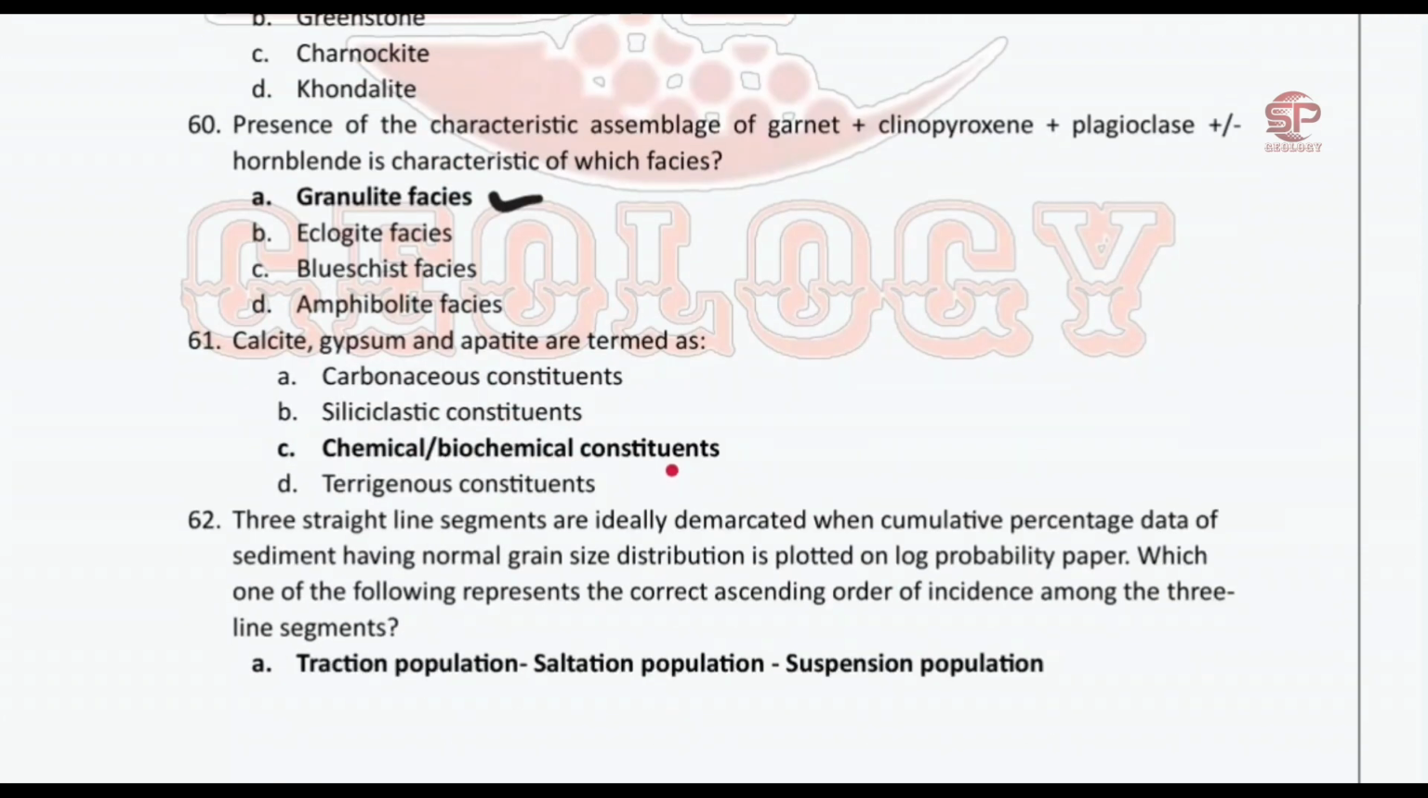Calcite, gypsum and apatite are termed as chemical or biochemical constituents. They are formed by a chemical process or biochemical process.